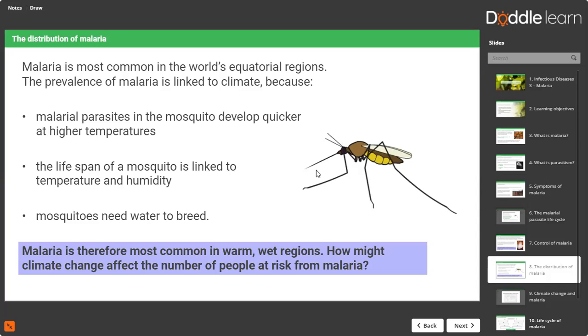So climate change could actually affect the number of people at risk for malaria. If we think about global temperatures rising, that band of where in the world it's warm enough for mosquitoes to breed and live would actually spread up across the world. So I'm going to have a quick look at that now.